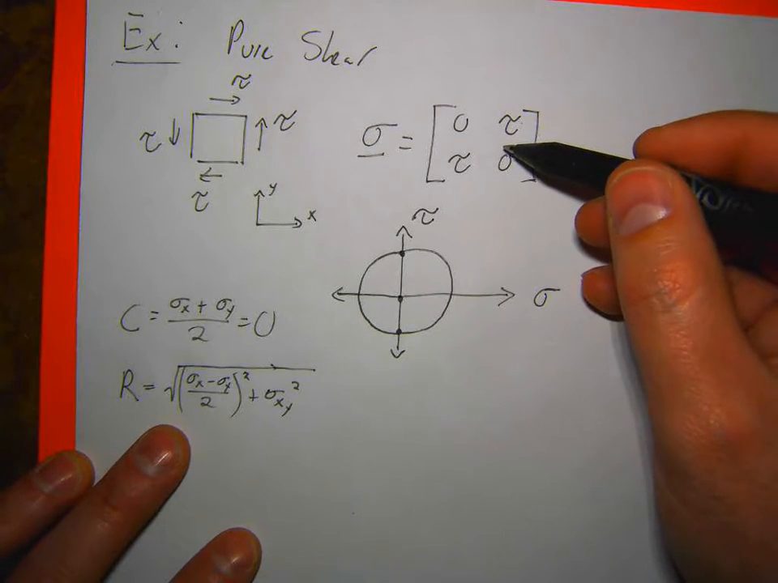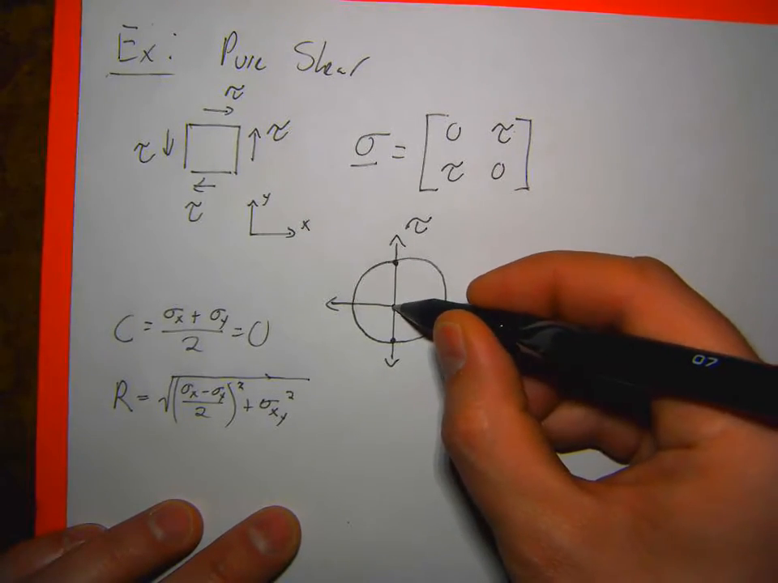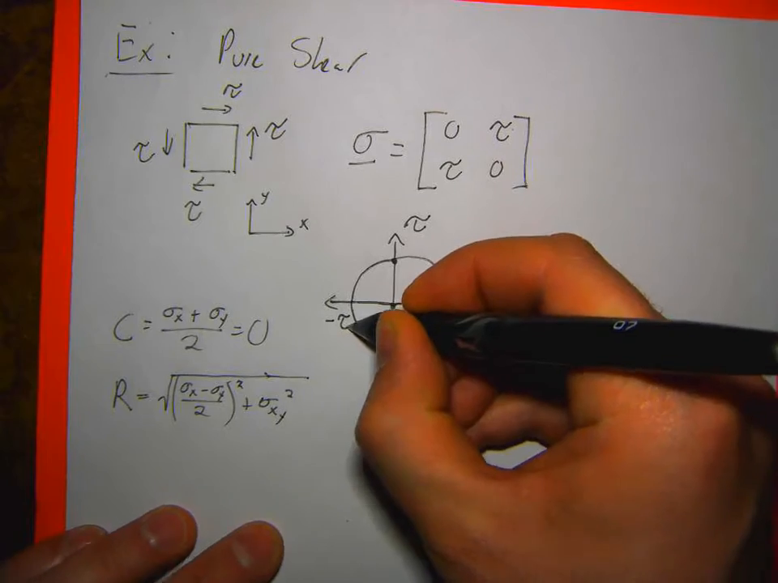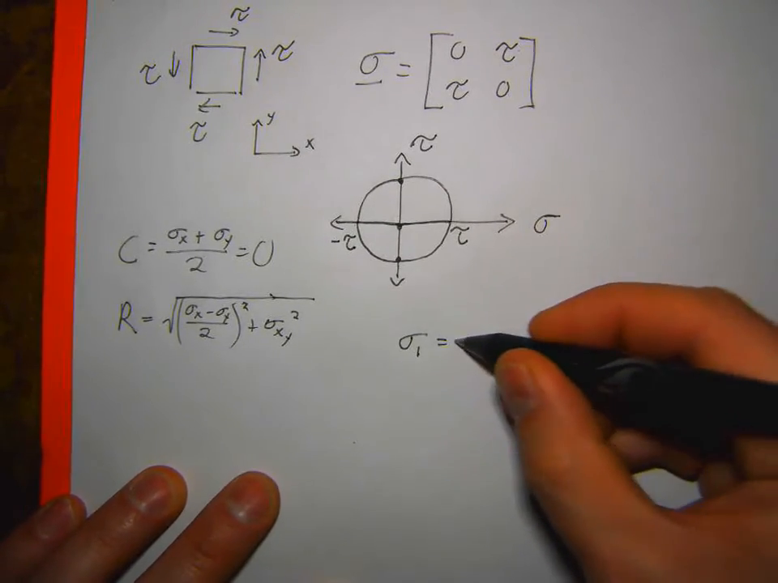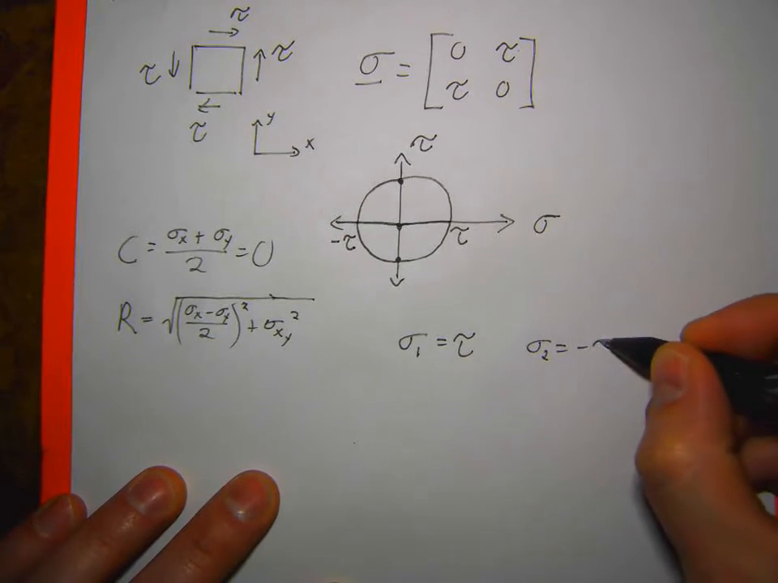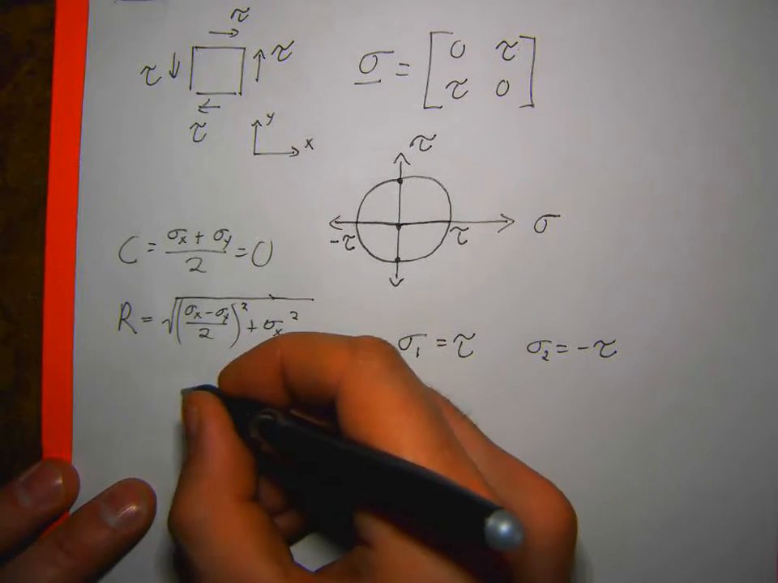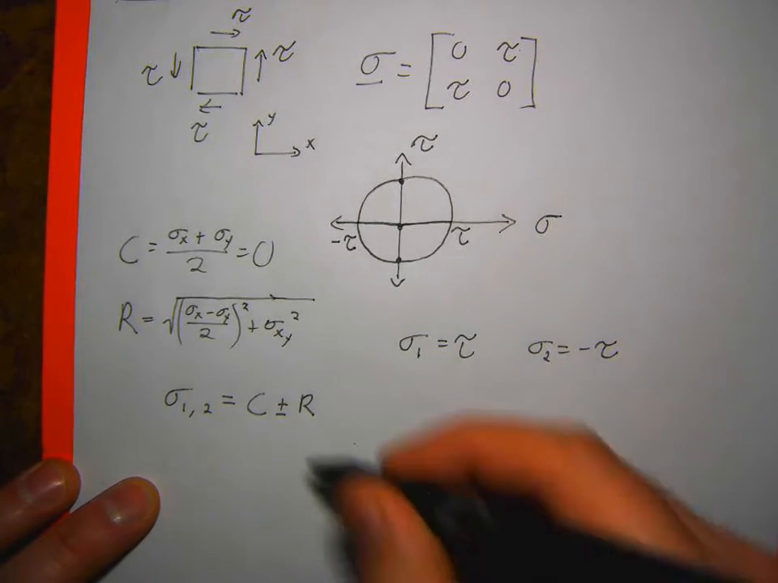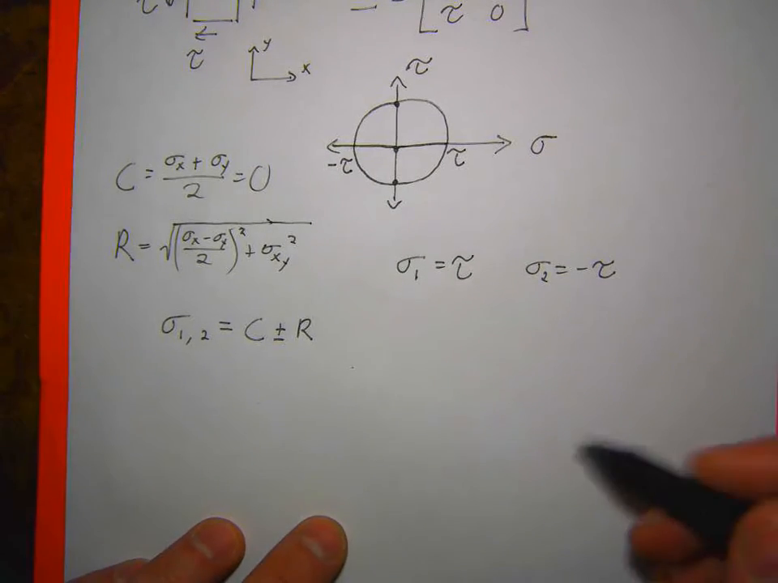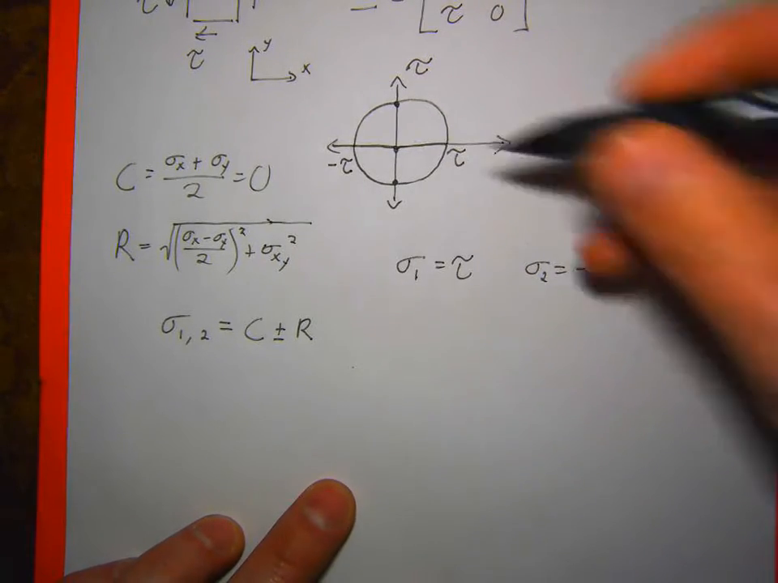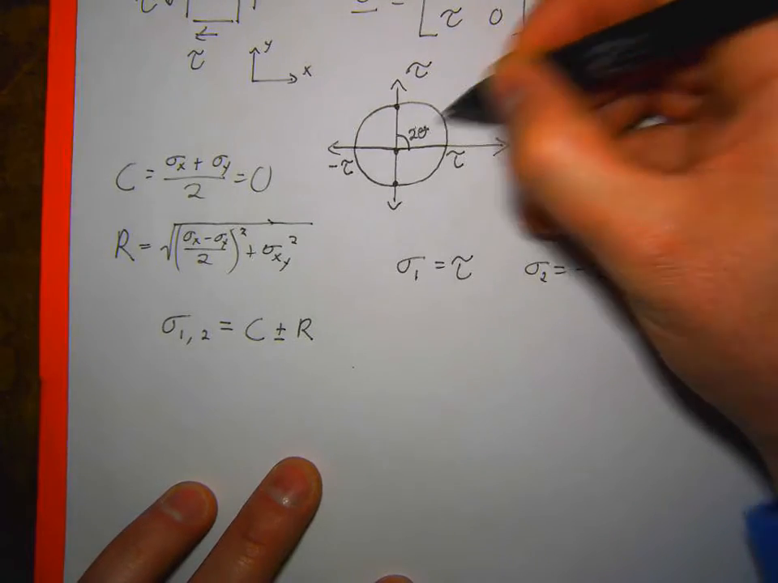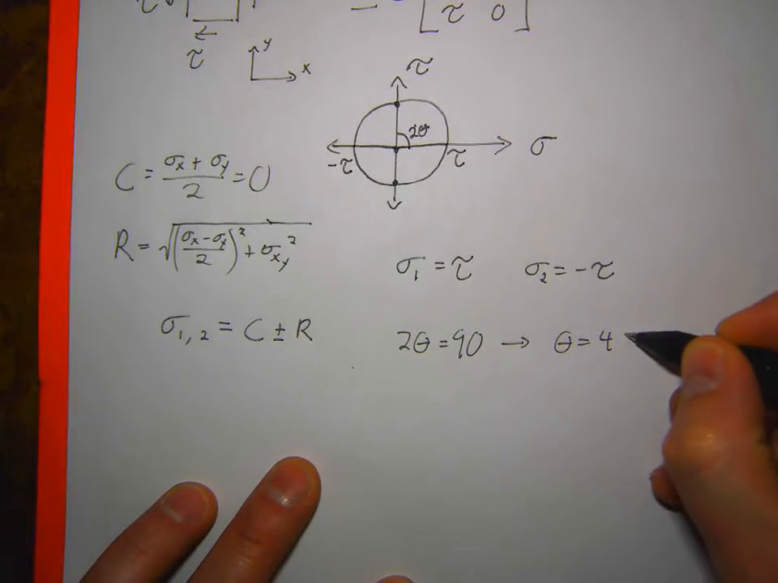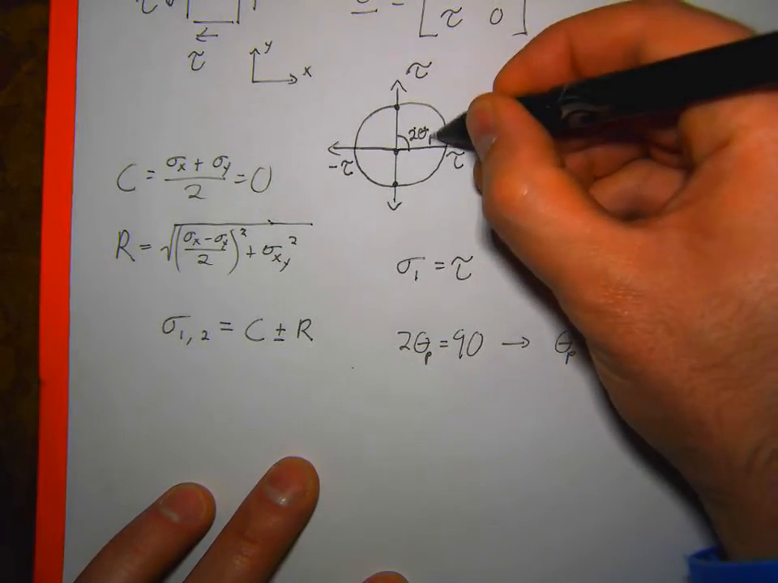I know that this is now the maximum shear stress in the body, which makes sense. My principal stress now would be out here at tau, and my other principal stress is over here at negative tau. So my sigma 1 is tau, my sigma 2 is minus tau. And principal stresses in general, sigma 1 and 2, are just the center plus or minus the radius, which I could write out, but I'm not going to take the time. The angle between these principal stresses is this angle 2 theta here. So 2 theta is 90 degrees, or my theta is 45 degrees. Let's say my theta principal, because it's the direction to my principal axis.